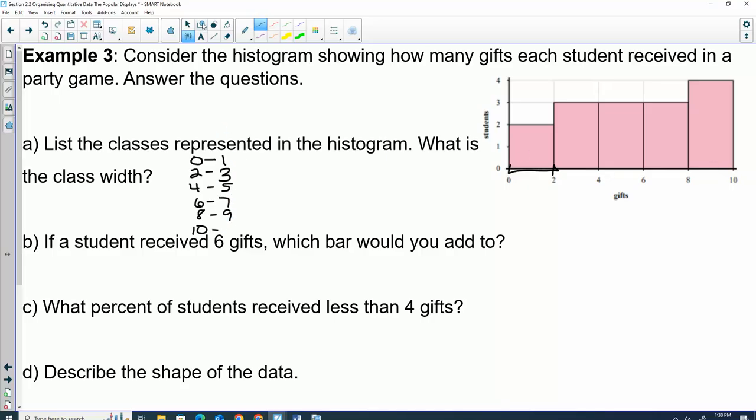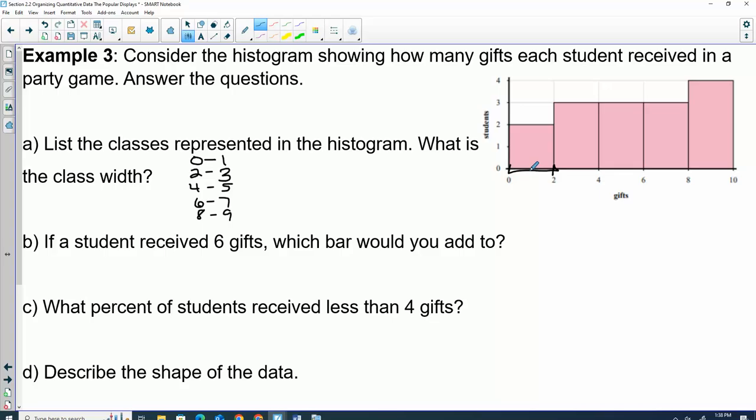Is that my last one? Yeah. Wouldn't it make more sense to do it the other way and be 0 to 2, 3 to 4? So the reason we can't do that is the classes have to be the same. So the width has to be the same. If you do 0 to 2, that's a block of 2. 3 to 4 is a block of 1. So we have to make them evenly.